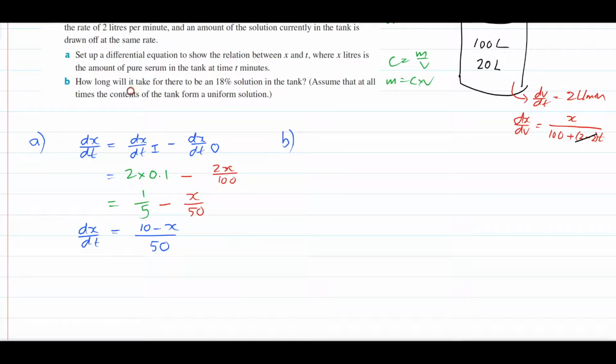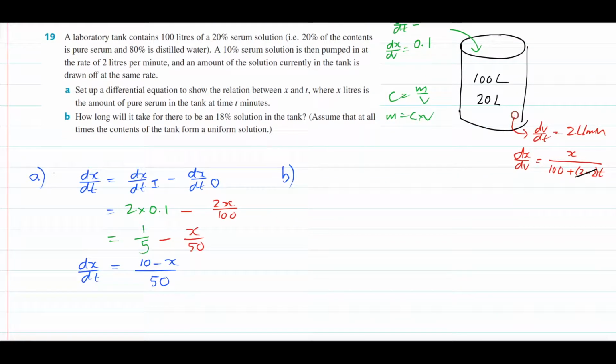Right, now let's look at part B. What do they ask here? How long will it take for there to be an 18% solution in the tank? Assume that at all times the content of the tank forms a uniform solution. Okay, so this is always the case. Don't worry about this second part right here. In this course, the solution is always uniform, meaning the amount of salt at this part right here is the same everywhere.